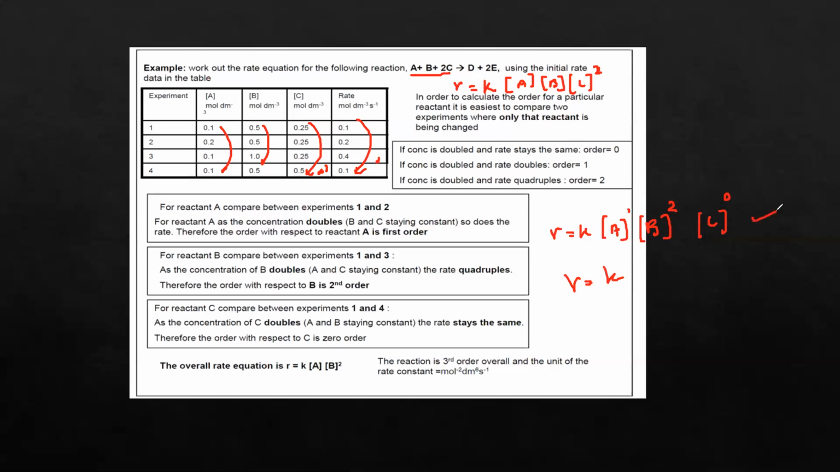This is also acceptable. They accept this in the exam when you write this rate expression: A raised to power 1, B squared, and C raised to 0, where anything raised to power 0 is equal to 1. So actually, this is the actual rate equation according to the experimental data. Is it clear? This example.